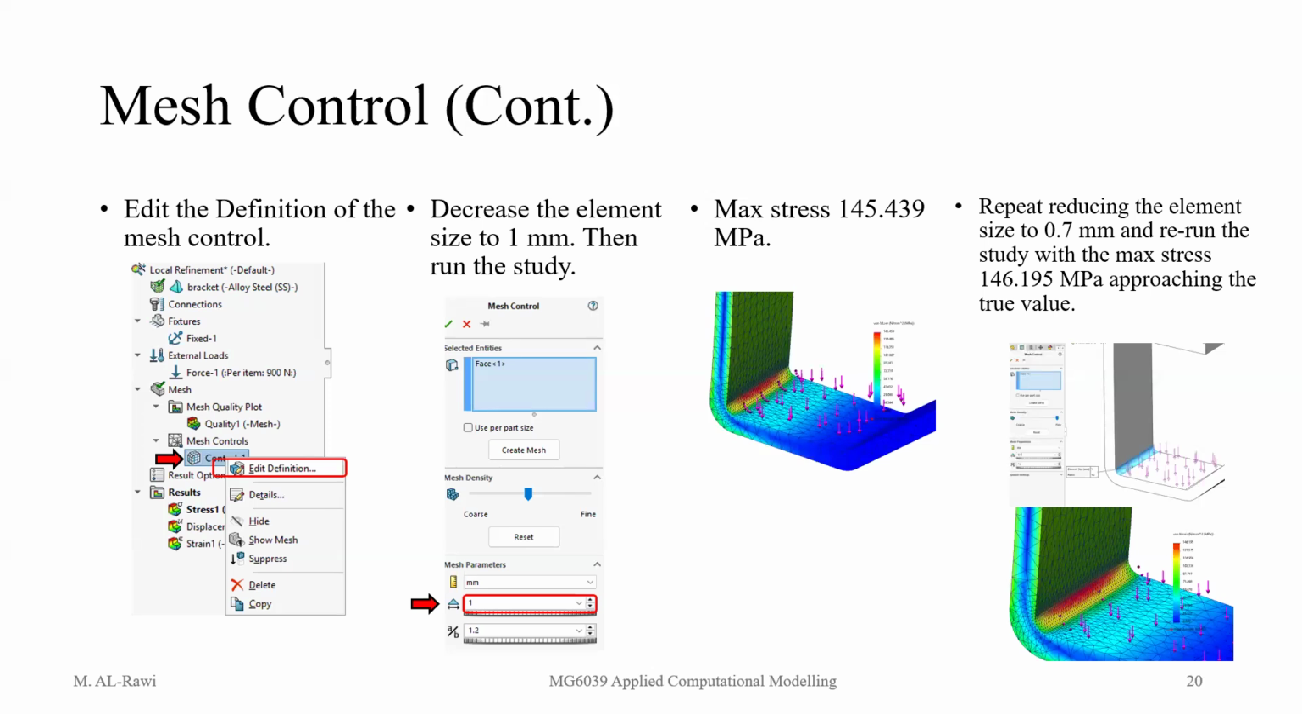We're just going to mesh control. Have you done your mesh control? Where is the mesh control? Click on the extend arrow. Right click on mesh control. Right click, edit definition. Change that value, so that should be 1.2. And that one now made it 0.7.